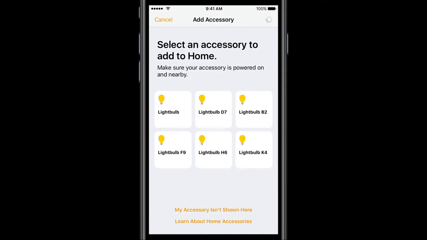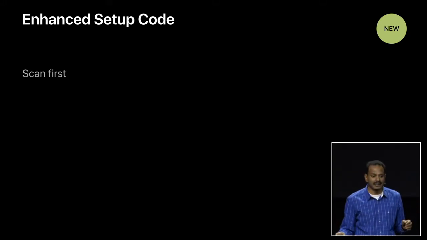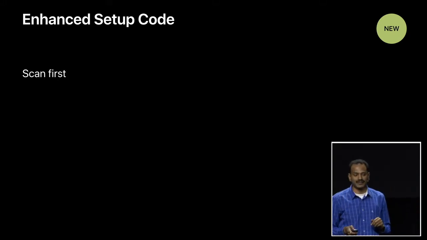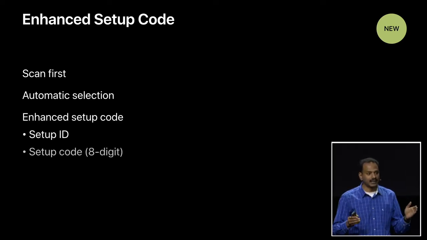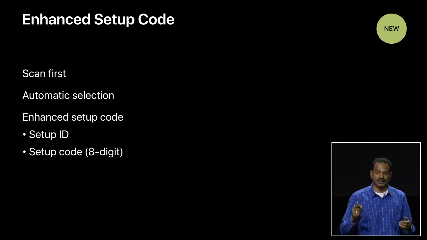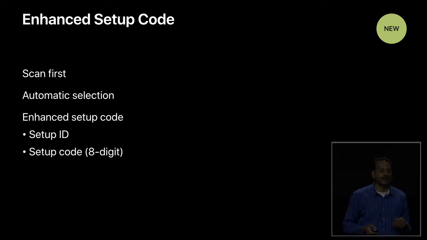In iOS 11, we are introducing an enhanced setup process to further simplify accessory setup. With the enhanced setup, users can now scan the setup code and then power on the accessory. To achieve this, we are enhancing the setup payload to include a setup ID in addition to the setup code. iOS 11 uses the setup ID to start the pairing process with the accessory when the setup code is scanned, and matches it to the accessory when it's powered on. It's that simple.